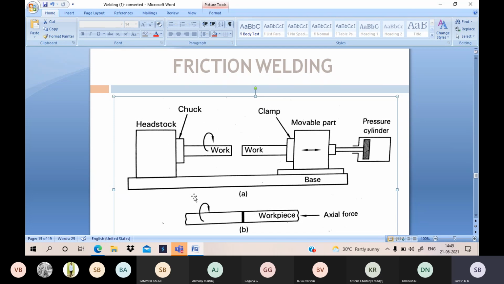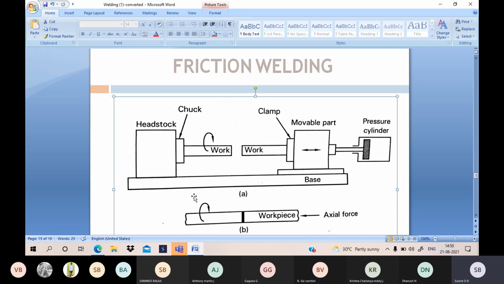one side of the hose pipe is connected to the cylinder and the other end of the pipe is connected to a nozzle. The diameter of the nozzle is very, very small, so high pressure gas comes out from that nozzle. After coming out from the nozzle, the gas completely burns.